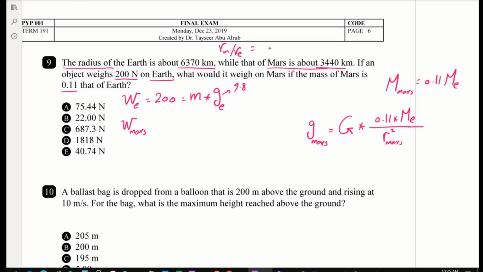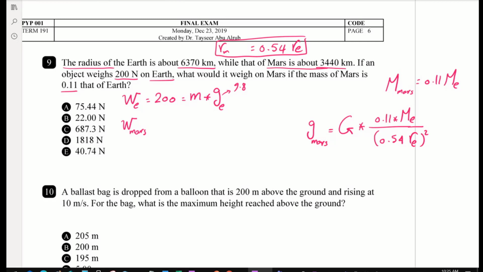I need Mars over Earth. 0.54. So we can say the radius of Mars equals 0.54 the radius of Earth. So we do also an equation. Okay, guys? Then let's try to substitute it here, but take care that it's squared. So I will remove the radius of Mars squared and write it down, 0.54 times the radius of Earth squared.